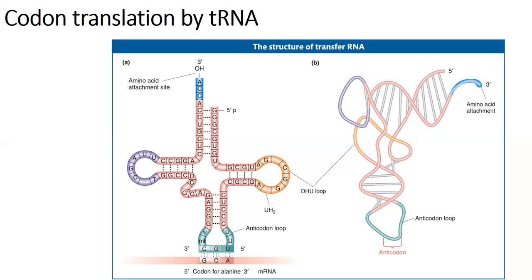Okay, so the D loop contains the base dihydrouridine or UH2, for which the arm is named. I mean, due to this arm, it is called DHU loop. The D loop's main function is that of recognition. It is widely believed that it acts as a recognition site for aminoacyl tRNA synthetase, an enzyme which is involved in the aminoacylation of transfer RNA molecules.